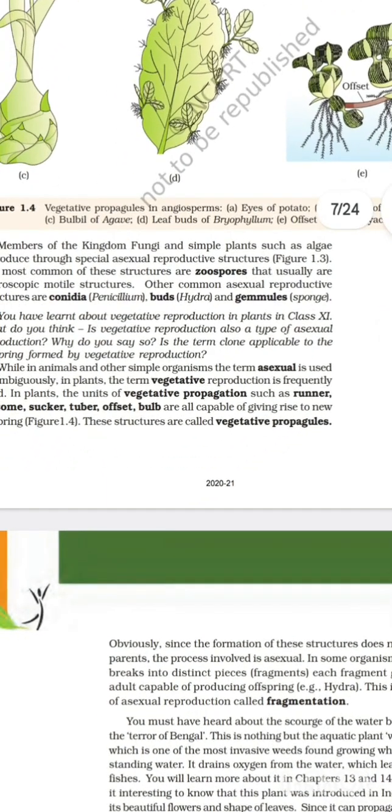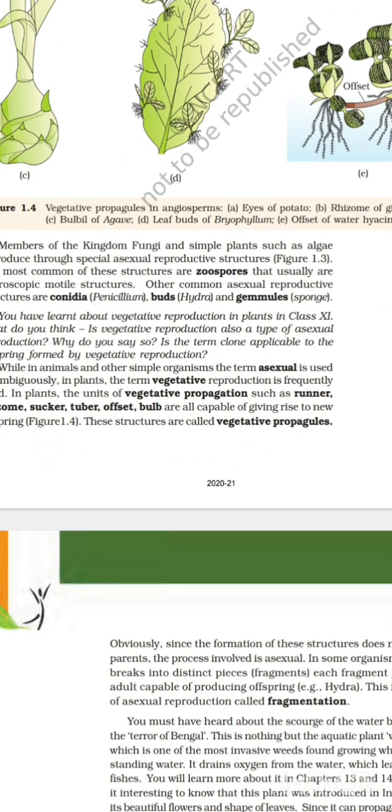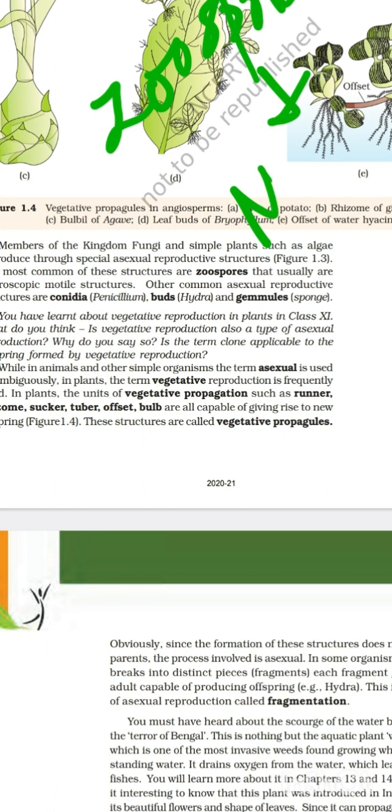Then members of the kingdom of fungi and simple plants such as algae reproduce by a special type of asexual reproductive structure. The most common of these structures are zoospores, which are usually microscopic motile structures. So zoospores are microscopic motile spores. Zoospores are always motile.